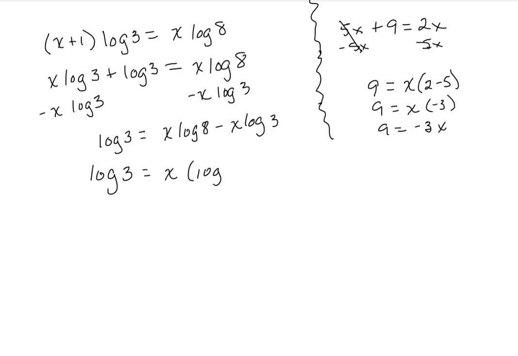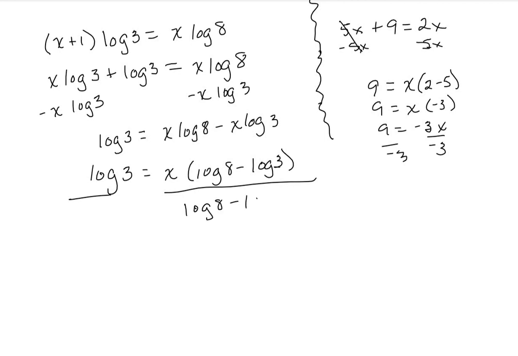So I have the log of 8 minus the log of 3. Now, just like over here, I would divide by negative 3. I'm going to divide both sides of my equation by this number. It's a funny looking number. It's not a nice, pretty little number like 2 or 5, but it's a number. So just divide both sides of the equation by that number.